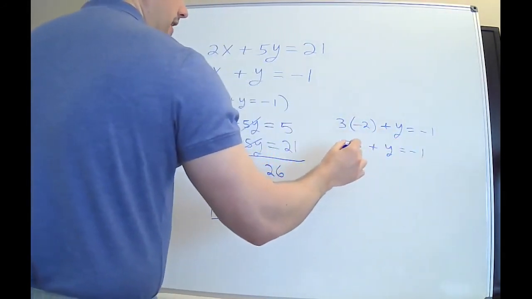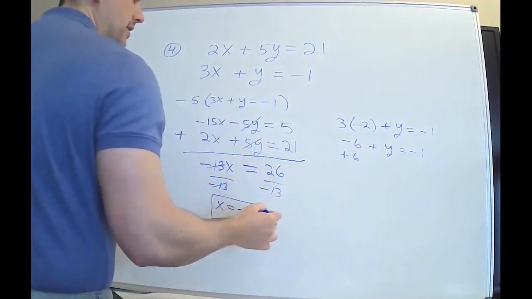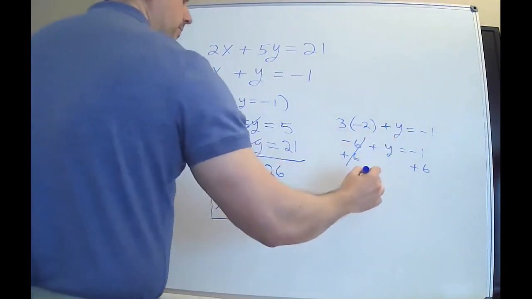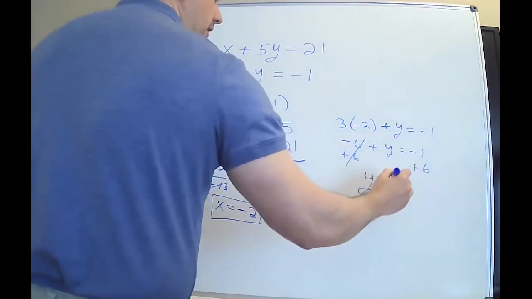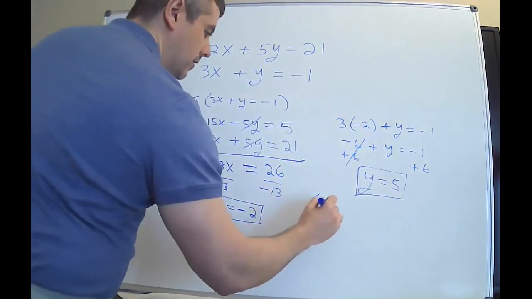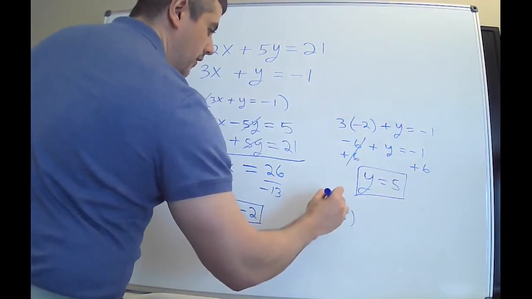Now I have to get rid of that negative 6. The opposite of subtracting 6 is to add 6. So I got to add 6 to both sides, crosses out. Y equals 6 minus 1, positive 5. So that's my answer. Negative 2, 5.